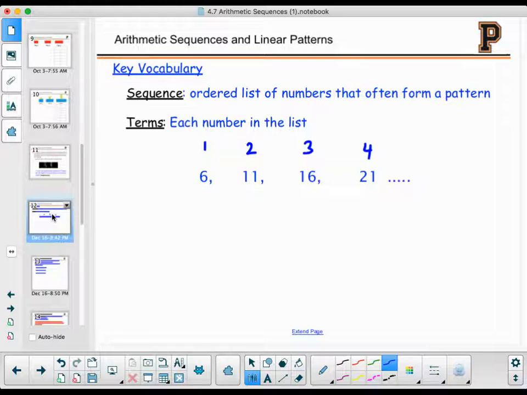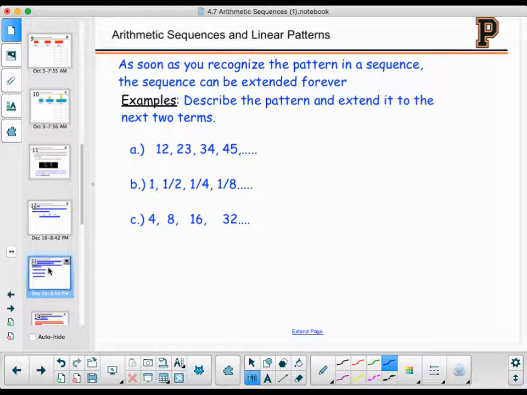So any ordered list of numbers is considered a sequence. And sequences can be determined to be either arithmetic sequences or geometric sequences or sequences that don't really have a specific pattern to them. So our first step in this lesson is to just try and extend the pattern.